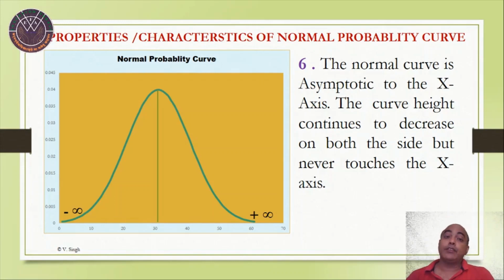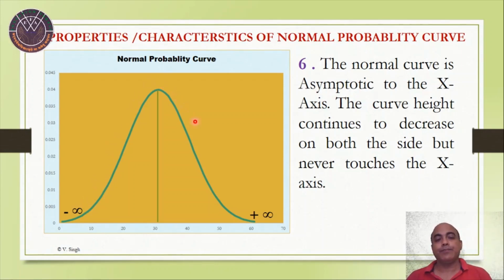The sixth property of the normal probability curve is that the normal curve is asymptotic to the x-axis. The height of the curve continues to decrease in both directions from the maximum point, or the maximum height of the ordinate. It goes on decreasing in both directions, but it never touches the x-axis.